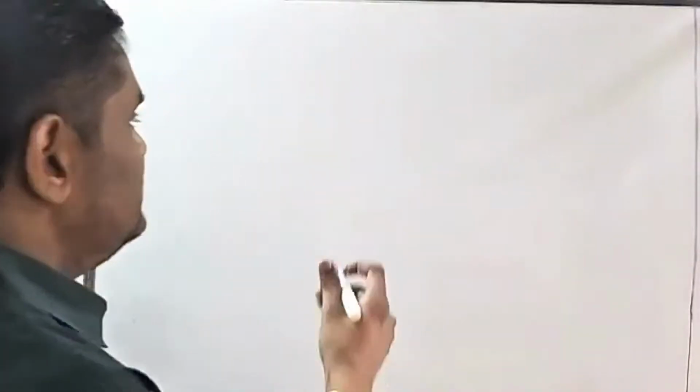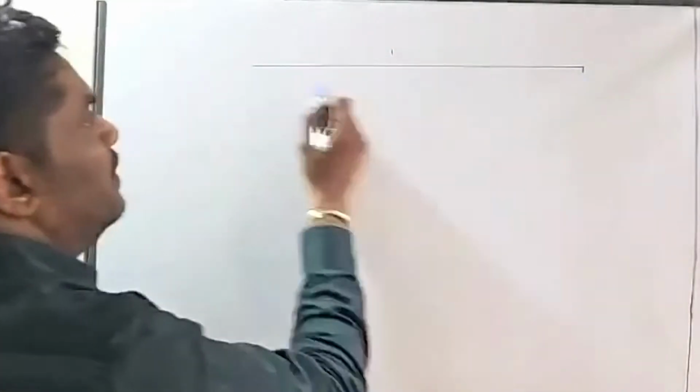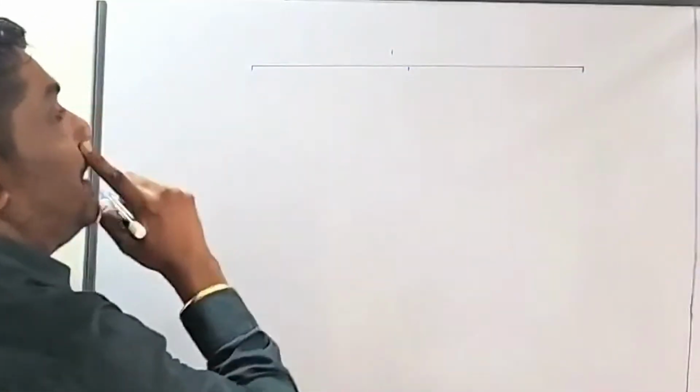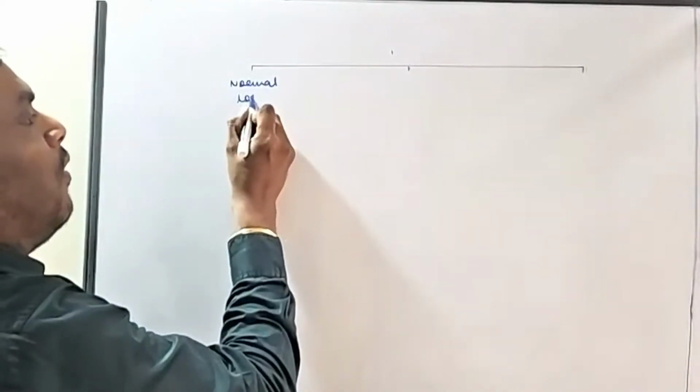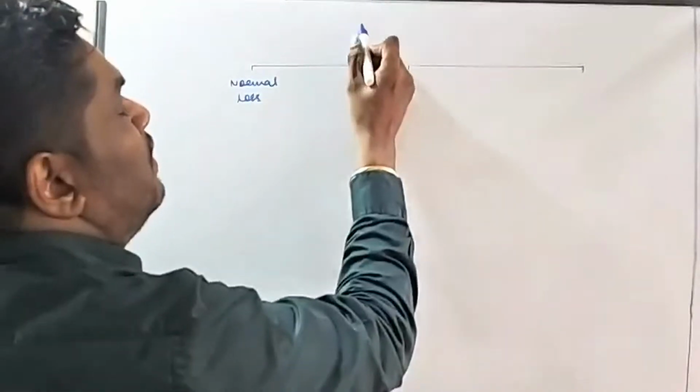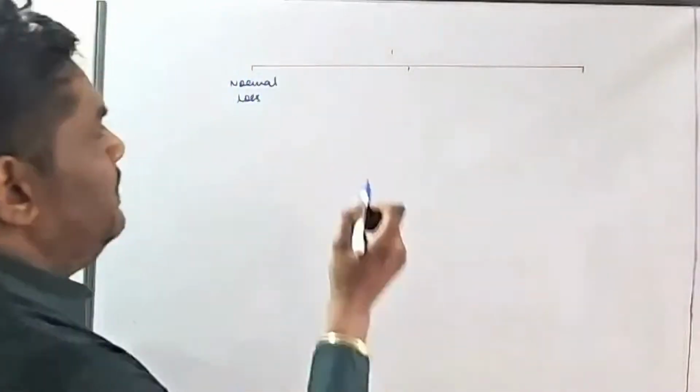One second, guys. So how to deal with normal loss or abnormal gain? So 3 points, guys. How to deal with abnormal loss, normal loss, and abnormal gain in the statement of equivalent production.